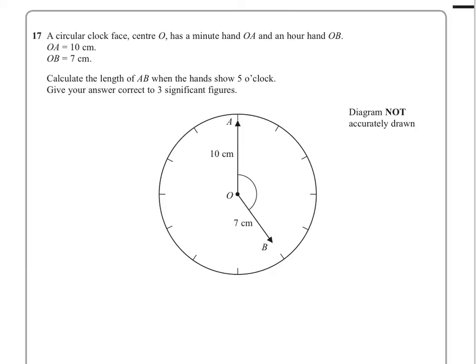Calculate the length of AB when the hands show 5 o'clock. Well, first of all, if we were to calculate this angle here, well, I know I want 5/12 of 360 degrees, 360 degrees being all the way around. I want 5/12 of it. 12 hours on a full clock, I want 5/12 of a full clock. 5/12 of 360 gives me 150 degrees.